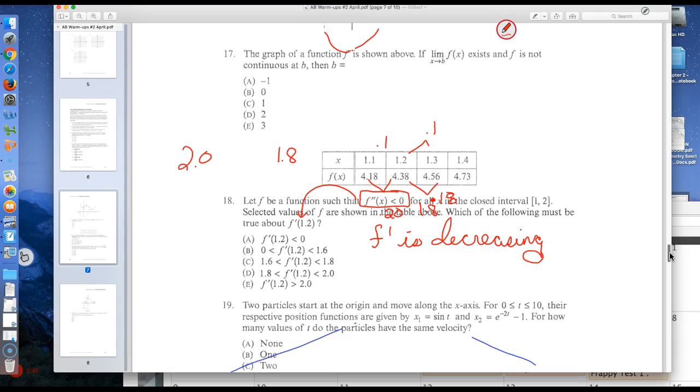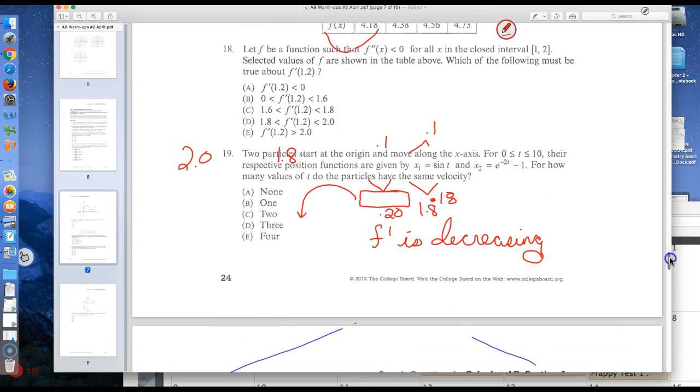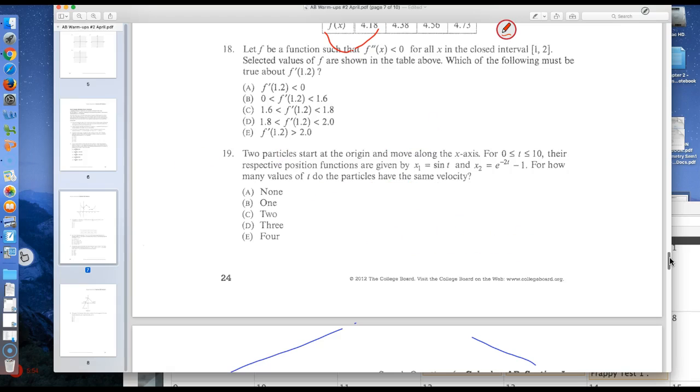Last up, calculator active again. Number 19. Two particles start at the origin and move along the x-axis for a time period of 10. It says the positions are given by, so I like to put those in a box. And it says for how many values do they have the same velocity.